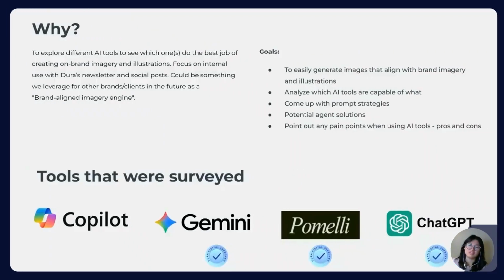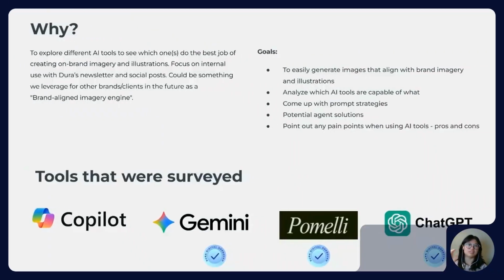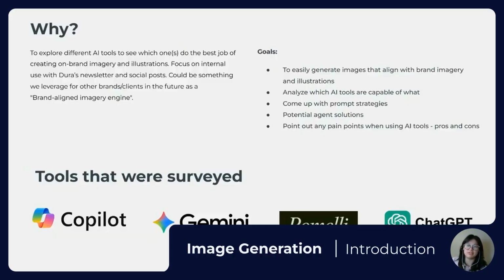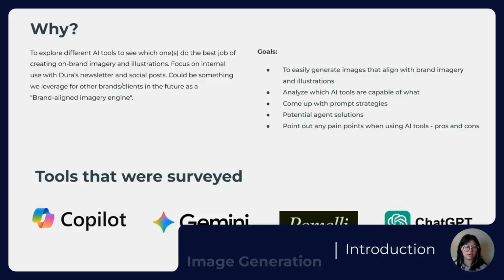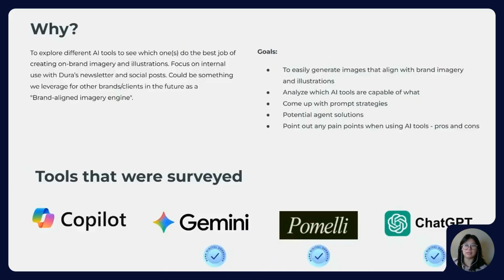We wanted to look at different AI tools to see which ones could create on-brand imagery for us, especially to use in newsletters and blog posts, just to make that process a little bit faster and easier, especially for our designers. So some goals I want to focus on: obviously generate images that align with the brand imagery, see which AI tools are capable of what, some prompt strategies, some potential agent solutions, and also point out any pain points, pros and cons with each of these tools.